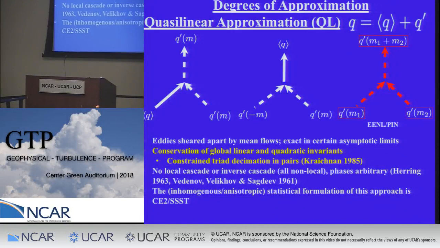I said that CE2 was a quasi-linear approximation. And what does this mean in terms of triad interactions? Well, if you define your mean and you have your fluctuation, and here we're thinking about a zonal mean, just for definiteness, then a quasi-linear approximation includes the interaction of a mean with a fluctuation to give you a fluctuation, and the fluctuation giving you a mean, but it doesn't include the fluctuation to give you another fluctuation. So this is sometimes called the eddy nonlinearity, or in mean field electrodynamics, it's called the pain in the neck term, hence the pin term.